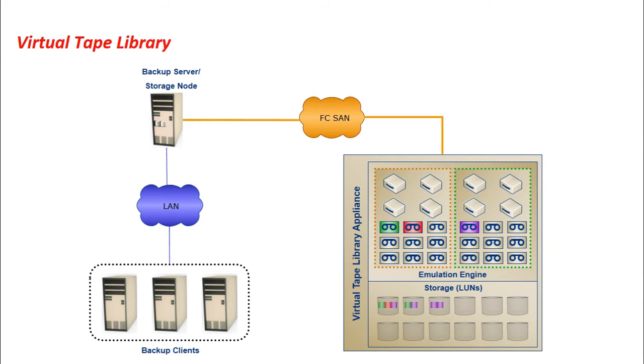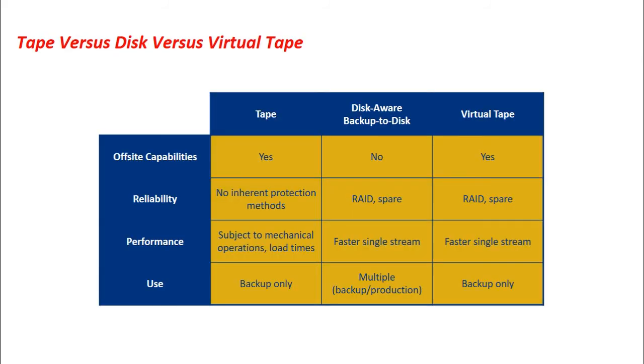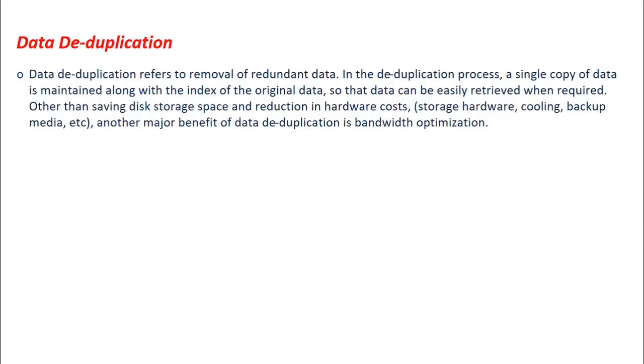So we have backup to a disk, backup to a tape, and backup to a virtual tape library where the backup disks are used, but are presented to the backup software as virtual tapes. So this table is a comparison between the three different backup technologies: the tape drive, backup to disk, and the virtual tape.